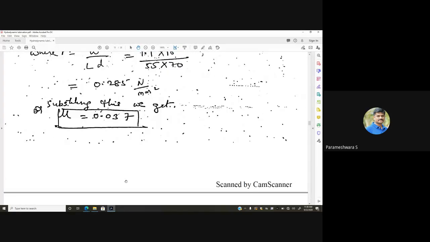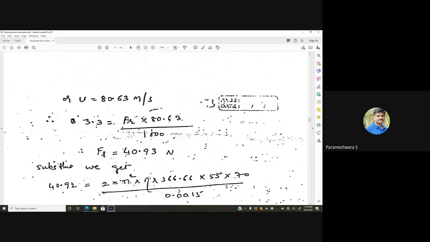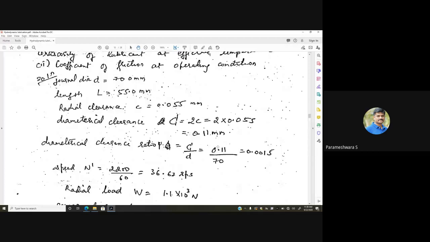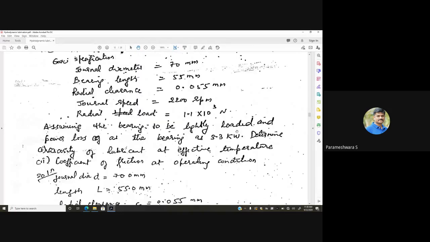Very simple, no? So the problem is very simple. Like that, they may just shuffle the values from problem to problem. So if one value is given, they may ask for another parameter. They can interchange the values and the parameters from problem to problem. So you must know the methodology of solving the problem.